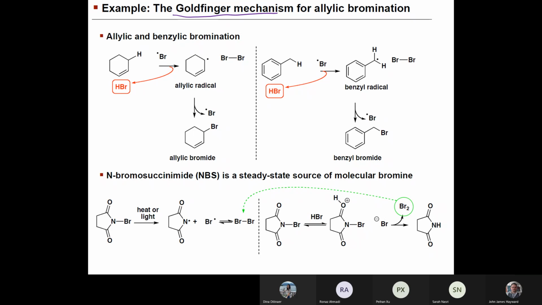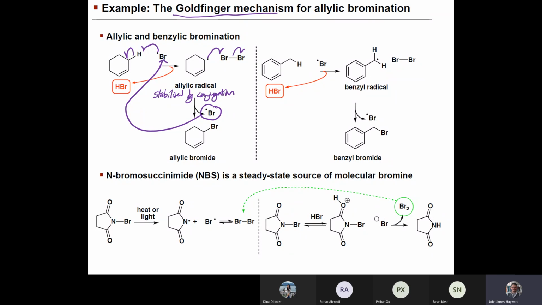So, the radical abstracts a hydrogen to generate an allylic radical. The allylic radical is stabilized by conjugation. And that allylic radical can then react with bromine to generate a Br dot radical, which of course goes back. So we can generate allylic bromides from unfunctionalized alkenes.